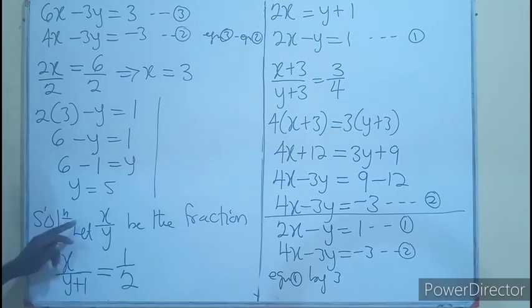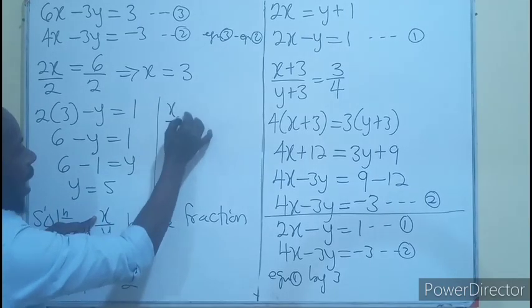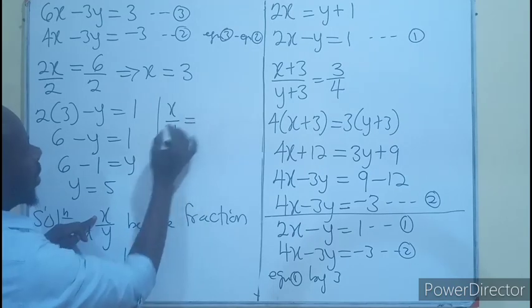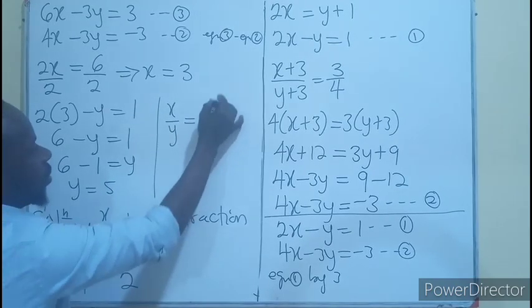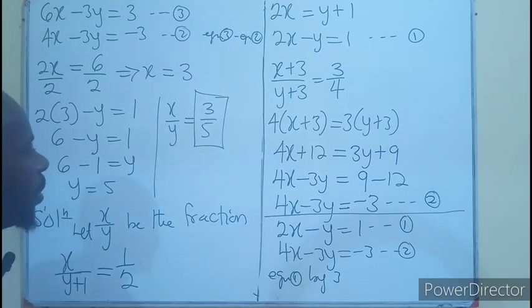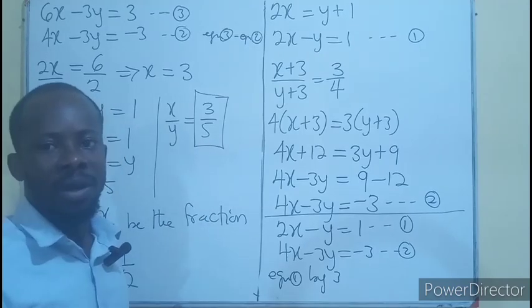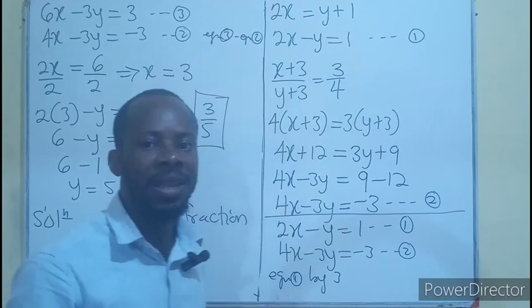So 6 minus 1 equals y, meaning y is just going to be what? 5. So the fraction we are looking for, x over y, equals what is our x? 3. What is our y? 5. It means the fraction we are looking for will be 3 divided by 5. And on the options, that would have been option C.